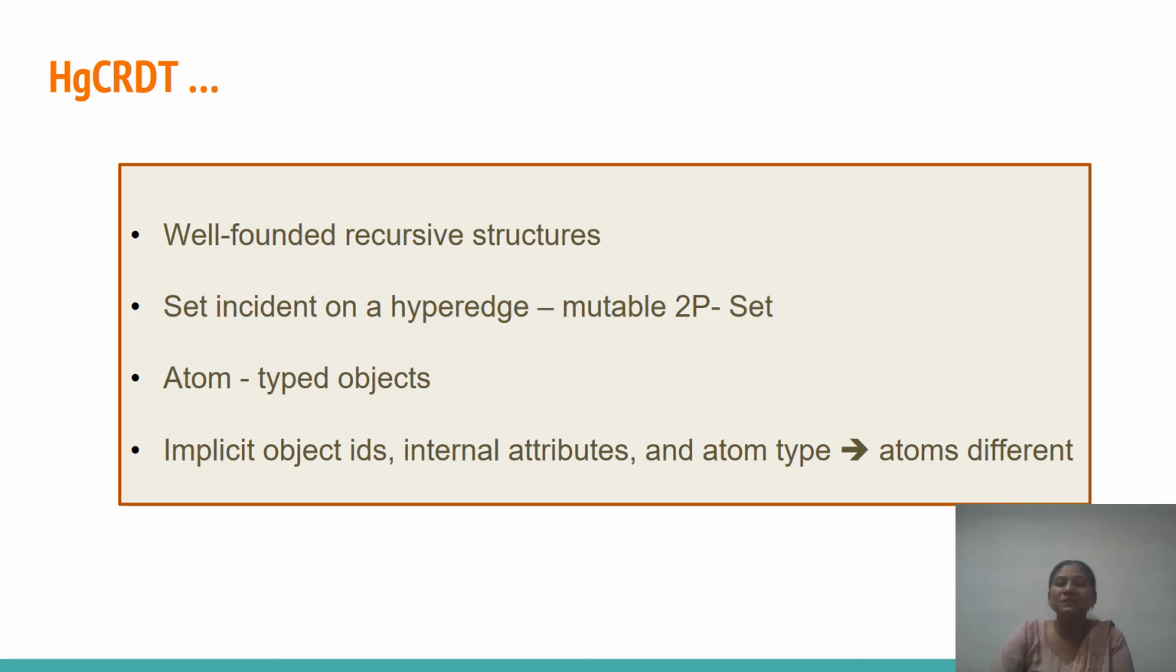The usage of implicit object identities explains why traditional CRDT models like key value stores and maps are not suitable for encoding hypergraphs even after some transformations.